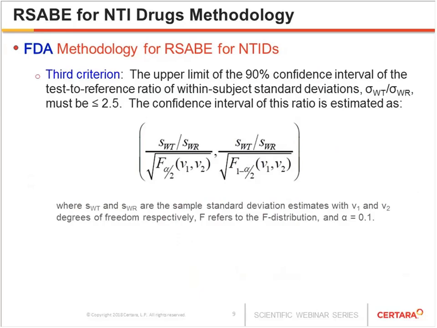The third criterion is that the upper limit of the 90% confidence interval of the test to reference ratio of within subject standard deviations, sigma WT divided by sigma WR, must be less than 2.5. The confidence interval of this ratio is estimated as shown here, where SWT and SWR are the sample standard deviation estimates with V1 and V2 degrees of freedom, and F refers to the F distribution with an alpha value of 0.1.